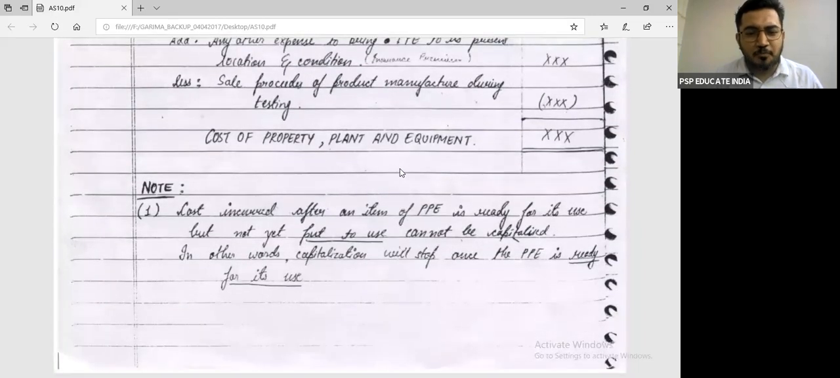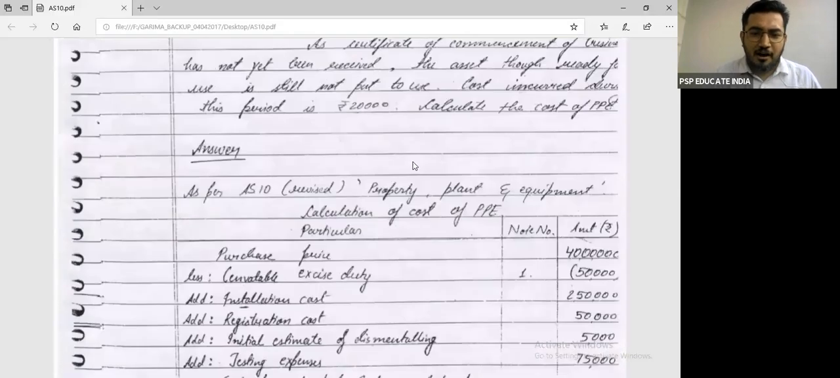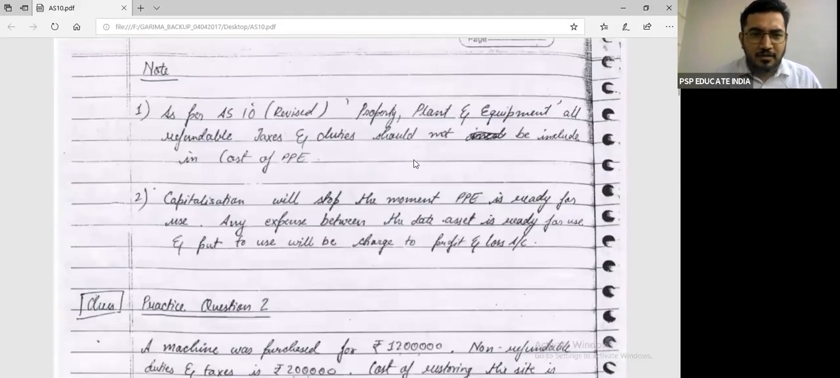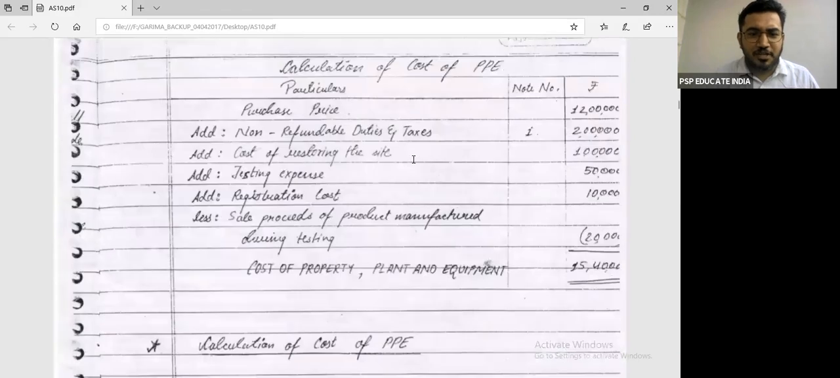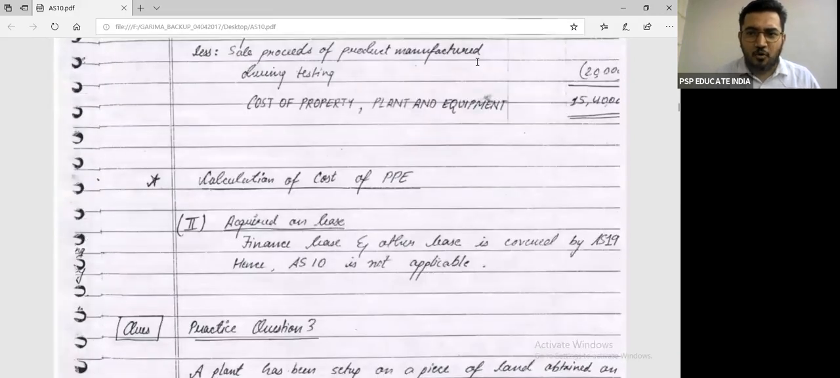You have one additional point which says cost incurred after the item of PPE is ready for its use, even though not put to use, cannot be capitalized. Capitalization will stop once the PPE is ready for use. After that, we did question number 1, and then we shifted to the second part, which is acquired on lease.